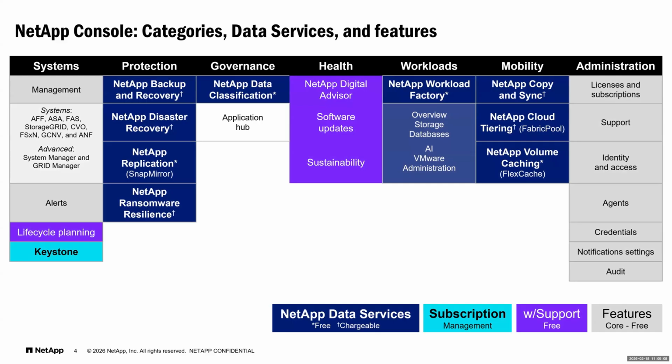In the previous slide, we have seen high-level details of the NetApp Console and its categories. In this slide, we'll explore different categories, data services, and features offered by NetApp Console. Everything you need is grouped under clear categories: systems, protection, governance, health, workload, mobility, administration. Under each category, you have powerful data services like backup and recovery, disaster recovery, tiering, replication, and more.